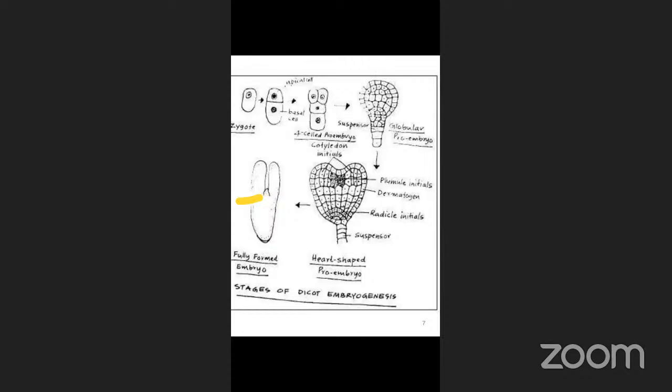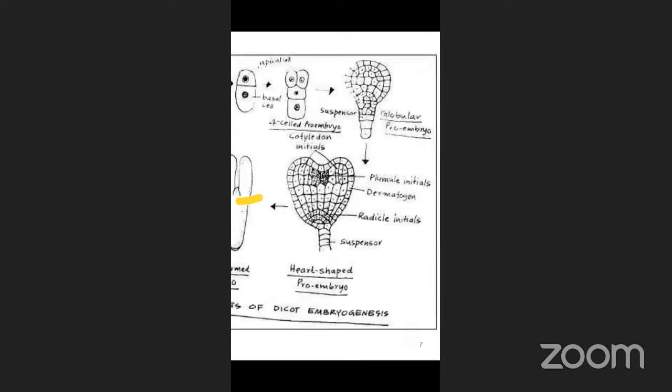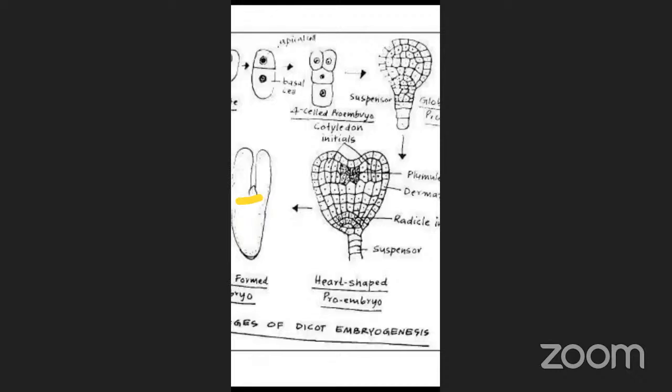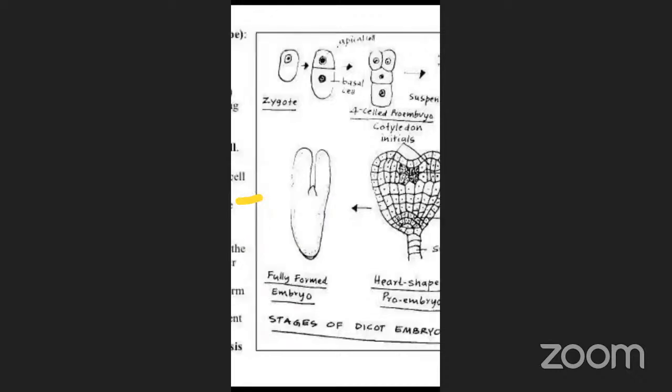Upside, the plumule initial. Next, the side wall is called dermatogen, and the lower side is radicle initial. This is the heart-shaped pro-embryo with suspensor. Finally the embryo is formed, with two cotyledons.